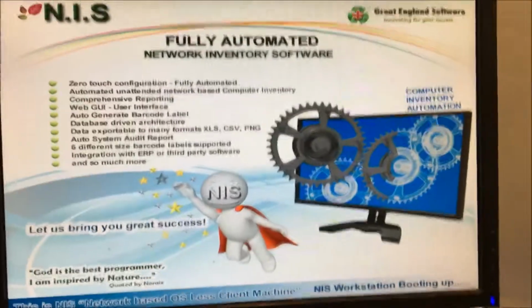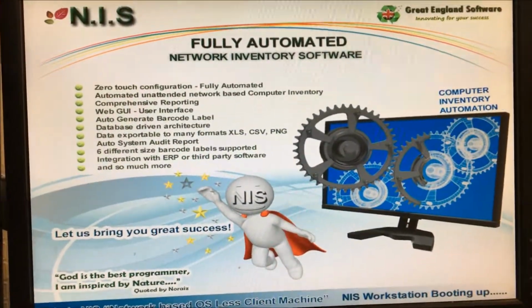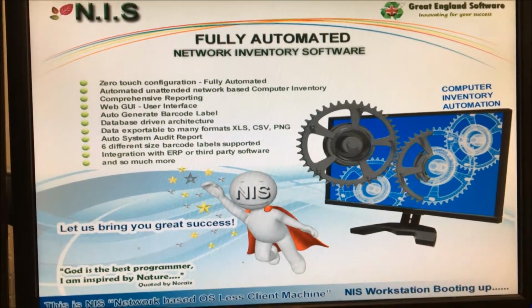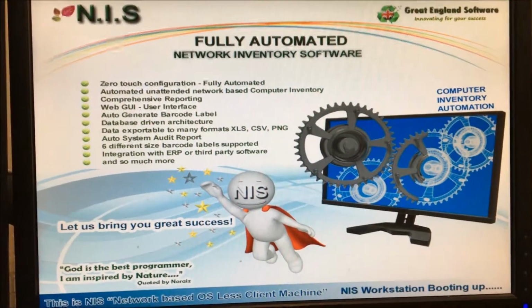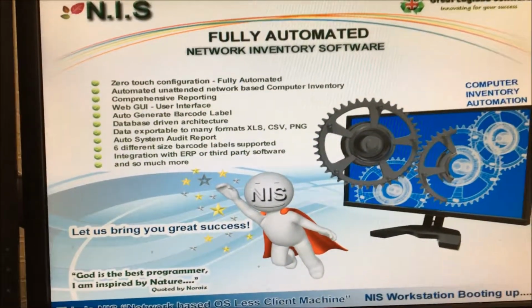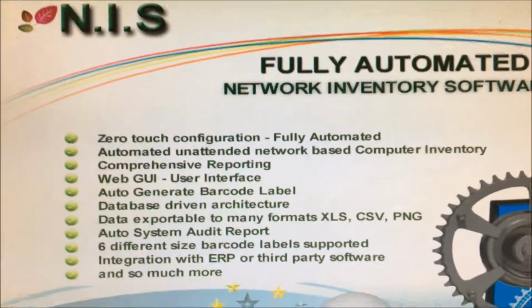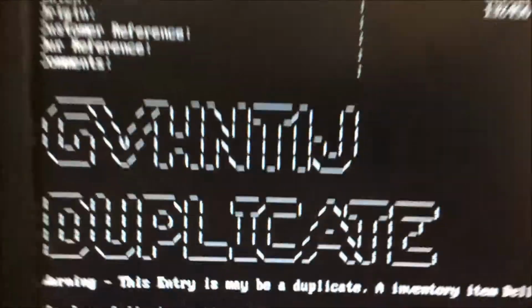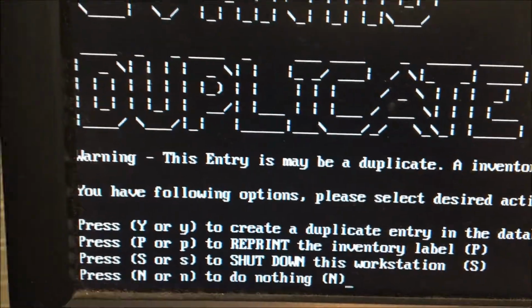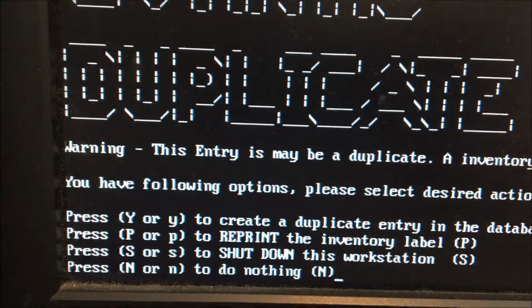So it's booting up. It's going to take a few seconds. It says NIS workstation booting up, and on top it shows you the features the system has. This is just a splash screen. So now this one is doing the inventory. You can see it's probing all the devices in the system, checking what the system has, and it's done it. Now you can see this one is a duplicate entry because this system already exists in the database. So it gives you the option to create a duplicate entry in the database if you want to, or press P key. So in this case, we're going to press the P key.